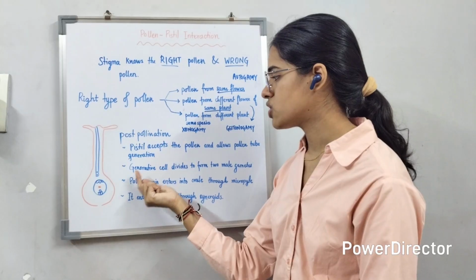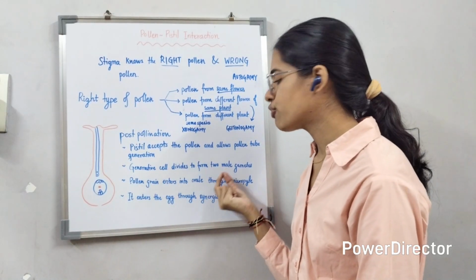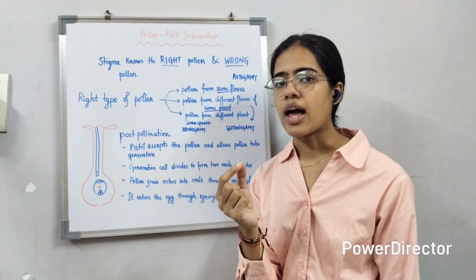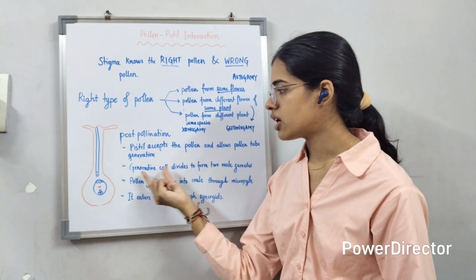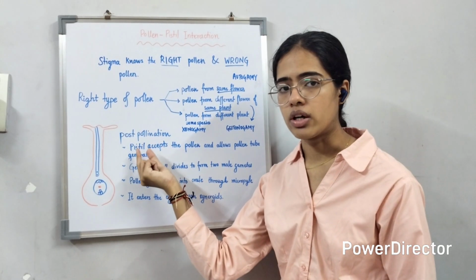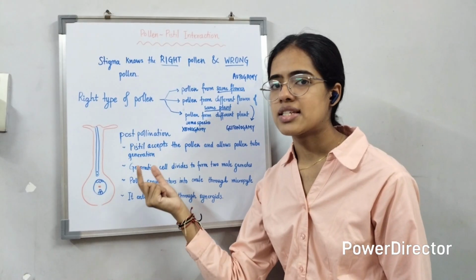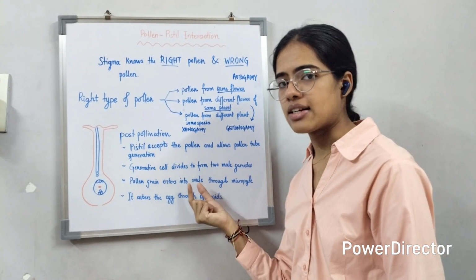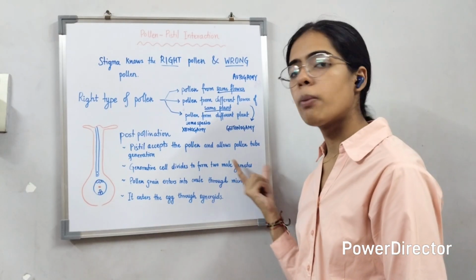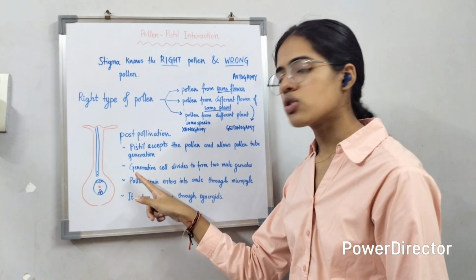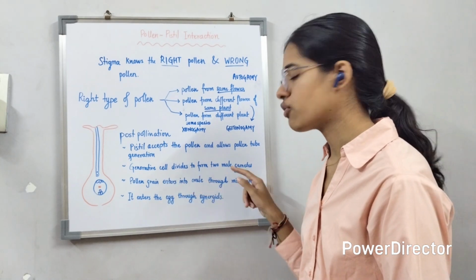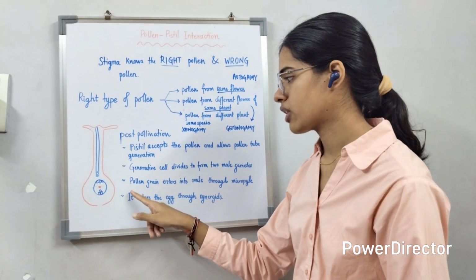The second point is the generative cell divides itself to form two male gametes. We had earlier discussed that the generative cell present inside the pollen is in a two cell stage. The generative cell thus divides itself to form two male gametes.